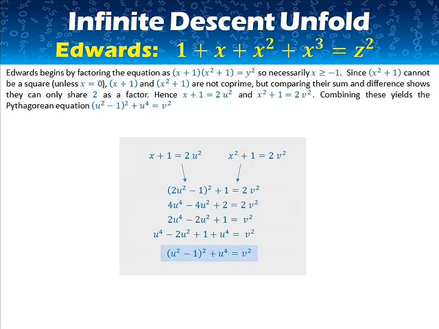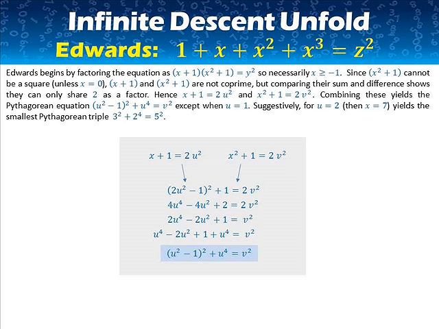Combining these yields the Pythagorean equation, (u^2 - 1)^2 + u^4 = v^2, except when u equals 1. Suggestively, for u equals 2, then x equals 7, which yields the smallest Pythagorean triple.